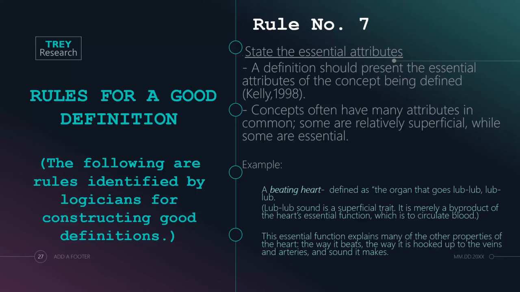The essential function explains many of the other properties of the heart, the way it beats, the way it is hooked up to the veins and arteries, and the sound it makes. So, ayun. You should look into a better way of defining the words through the properties, the attributes of it.